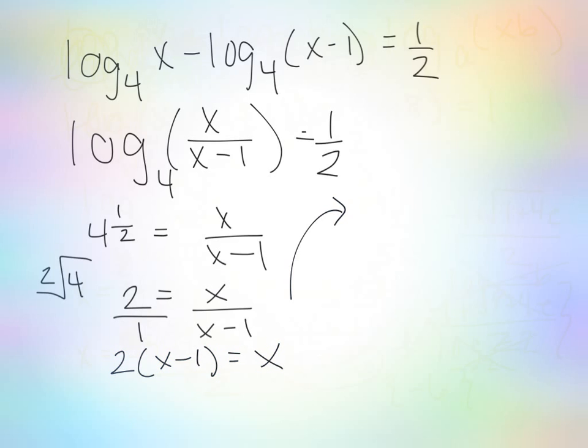Let's bring that up over here. 2x minus 2 equals x. If you want to clean up the x's, you subtract x from both sides. You get x equals, and then add 2 to both sides, x equals 2. You look at it in the original problem, you're not going to get any negatives within the logarithm, so your answer is 2.